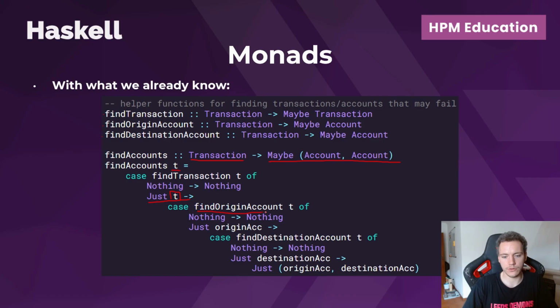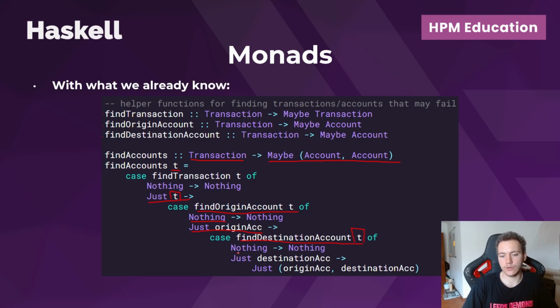So we call find origin account of t, and then again we can have the origin account in the database, or we don't. Maybe something went wrong and there is no origin account in the database. In that case, we would get Nothing. And we again say then the result of this whole thing is Nothing. Or we do find the origin account, and we say then in that case we proceed to the next step, which is to find the destination account of the same transaction t.